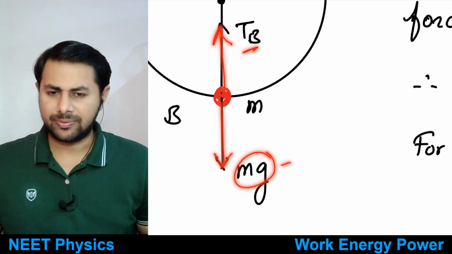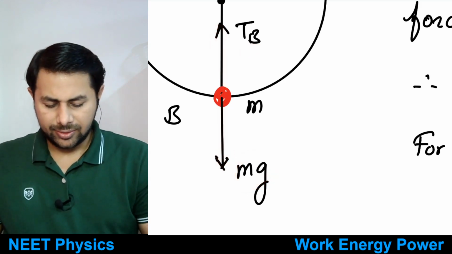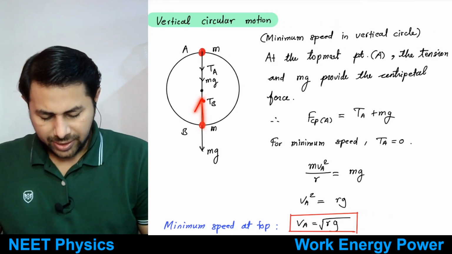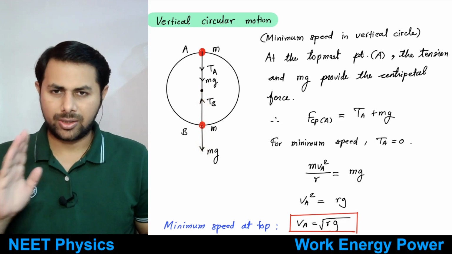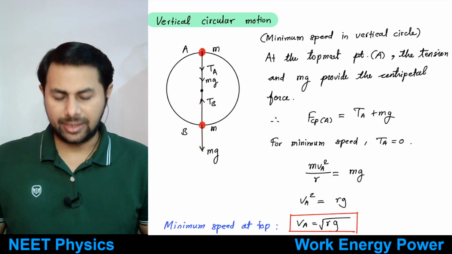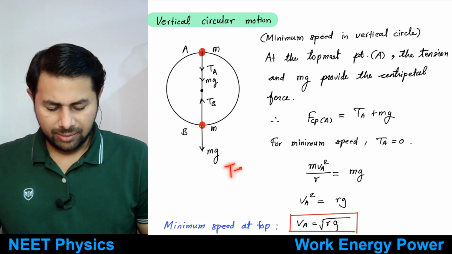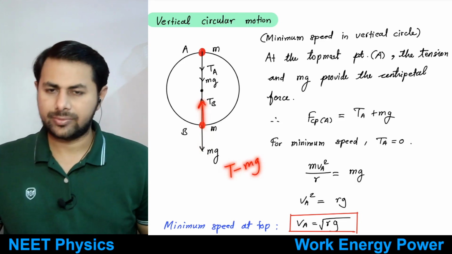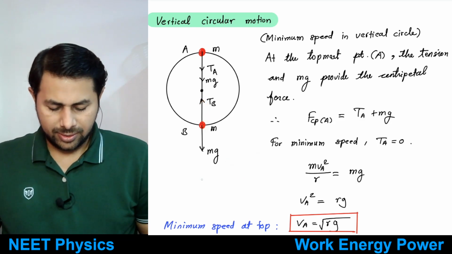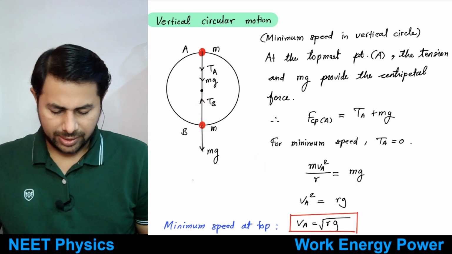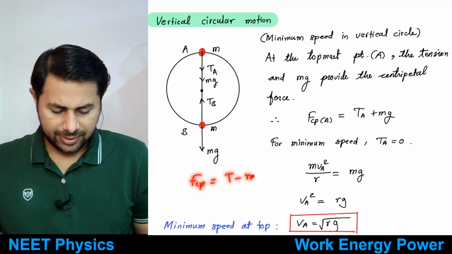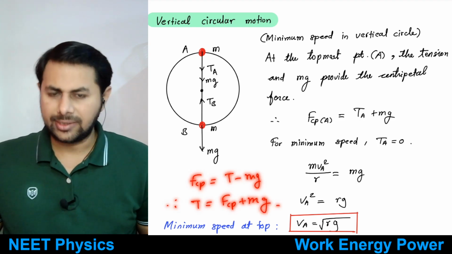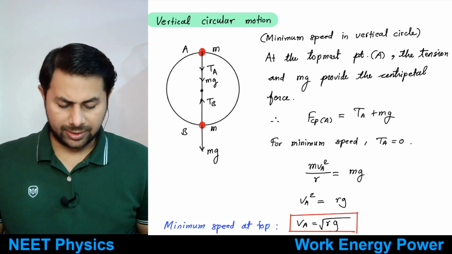Tension acts upwards, its weight acts downwards, right? So now this tension is directed towards the center, mg is directed away from the center, and therefore the net force towards the center, that is the centripetal force, is equal to T minus mg at the bottom, right? So at the bottom you have centripetal force FCP equal to T minus mg, and therefore what is T? T is equal to FCP plus mg. Okay, so that's the tension.